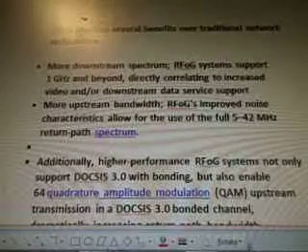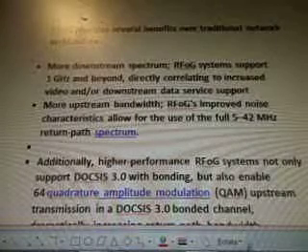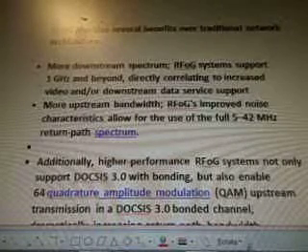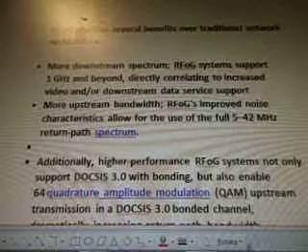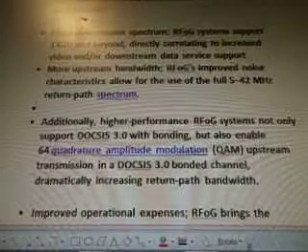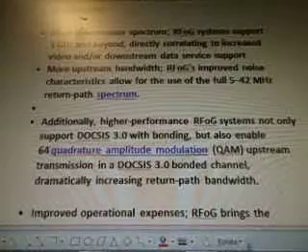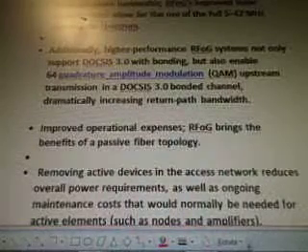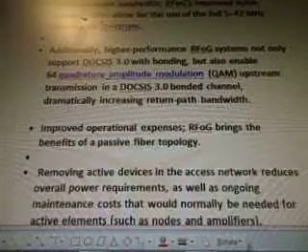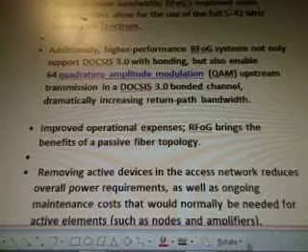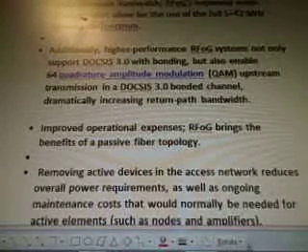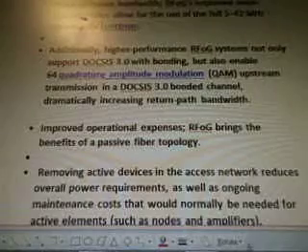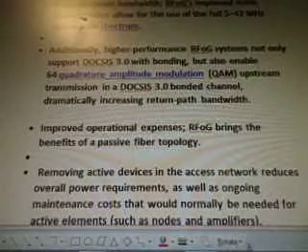More downstream spectrum: RFOG systems support 1 GHz and beyond, directly correlating to increased video or downstream data service support. More upstream bandwidth: RFOG's improved noise characteristics allow for the use of the full 5 to 42 MHz return path spectrum. Additionally, higher performance RFOG systems not only support DOCSIS 3.0 with bonding, but also enable 64 quadrature amplitude modulation, QAM, upstream transmission, and a DOCSIS 3.0 bonded channel, dramatically increasing return path bandwidth.